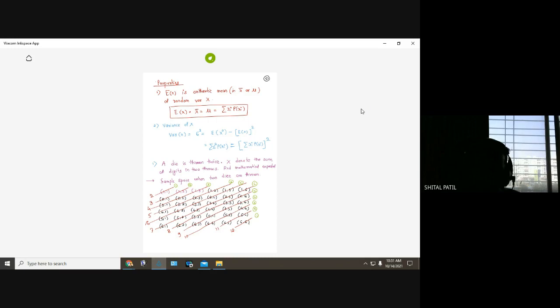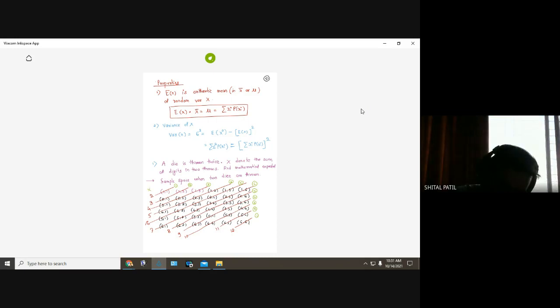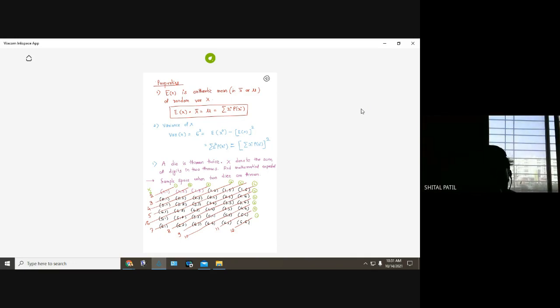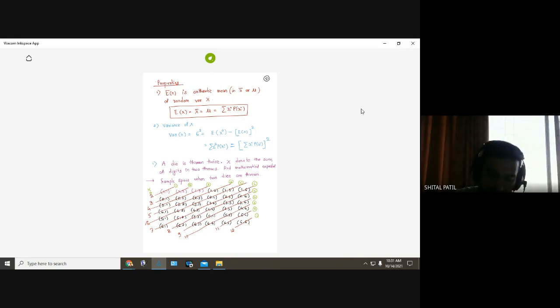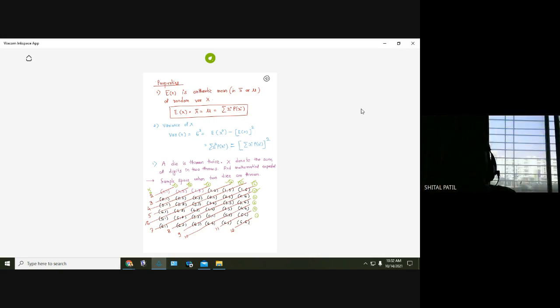So these are the values of the random variable x: 2, 3, 4, 5, 6, 7, 8, 9, 10, 11, 12. And the corresponding probabilities: first 1 divided by 36, second 2 by 36, 3 by 36, 4 by 36, 5 by 36, 6 by 36, 5 by 36. Getting everyone? Okay. So let me continue on the next page.